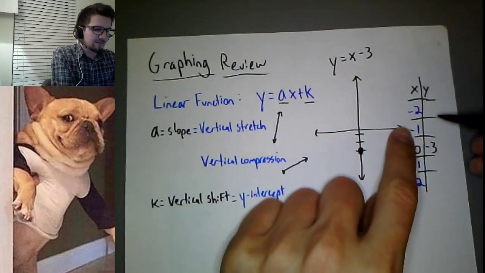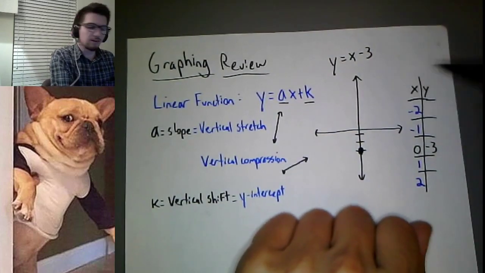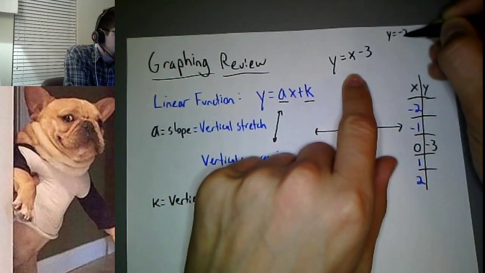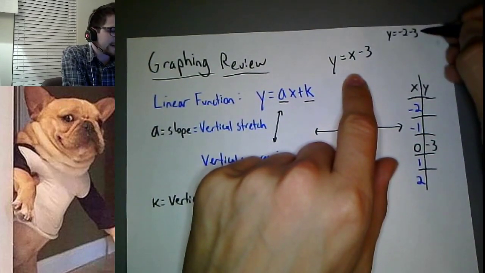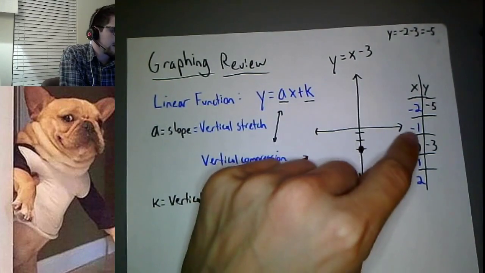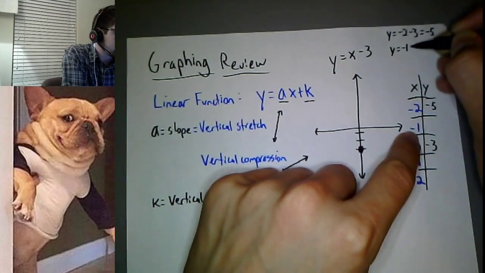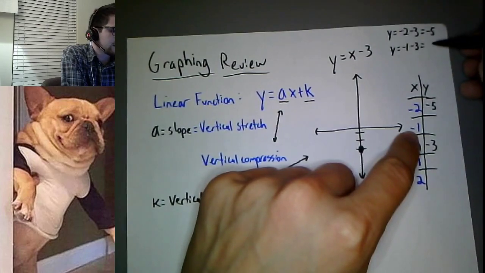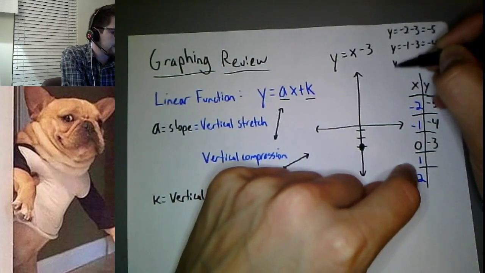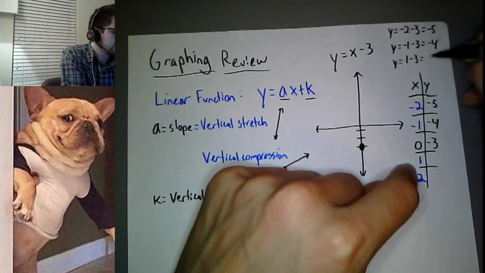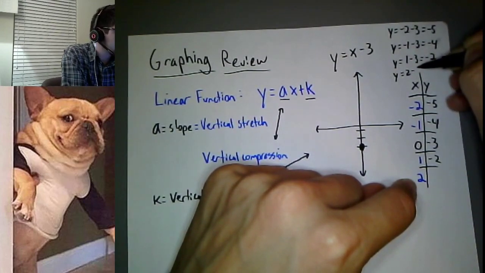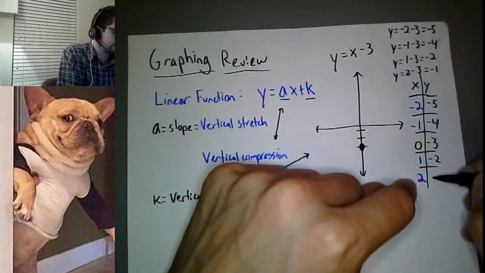Then, to find these numbers, we plug our x values into our original equation. If we plug in a negative 2, that would be y equals negative 2 minus 3, which gives negative 5. Negative 1 minus 3 gives me negative 4. Plugging in 1, y equals 1 minus 3, gives me negative 2. And plugging in 2, y equals 2 minus 3, gives me negative 1.